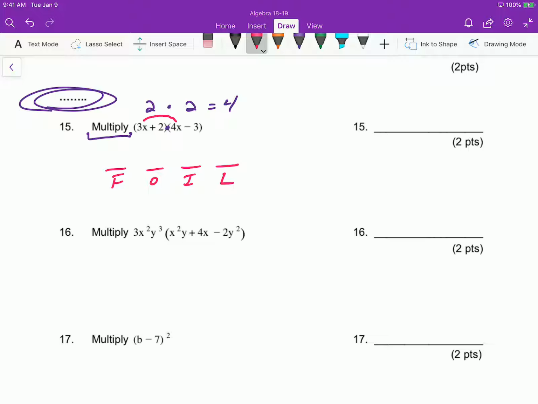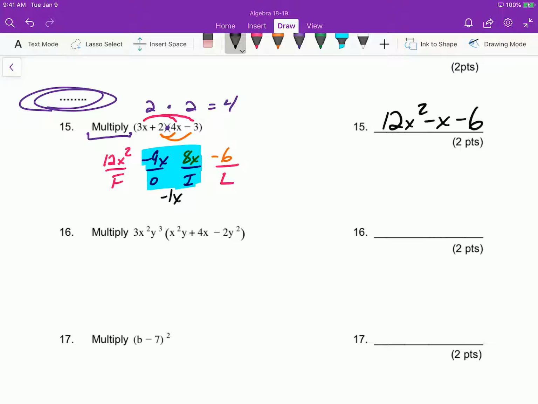Right, so 3x times 4x would give me 12x to the second. 3x times negative 3 would be negative 9x. 2 times 4x would be positive 8x. And then 2 times negative 3 would be minus or negative 6. And then we'd combine the like terms in the middle. Negative 9, positive 8 would equal out to a negative 1, or just negative x. So then my final answer would be 12x to the second minus x minus 6.